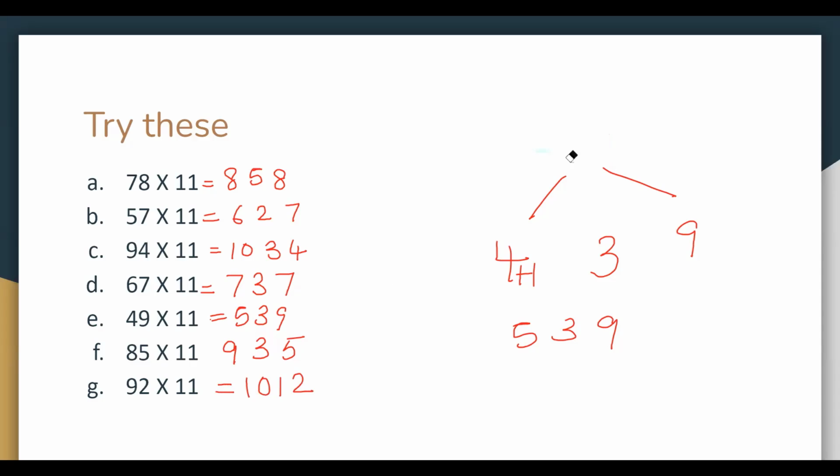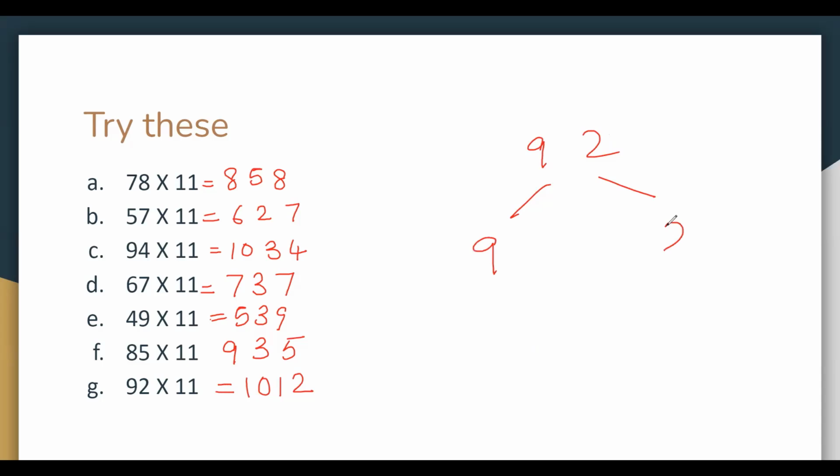Let me just work it out for you once. 92 into 11. So what we do is split the numbers 9 and 2 and then add them. So we get 9 plus 2 is 11. 1 over there and 1 we added to the 9 and so we get 1012. So this is how you get the answer.